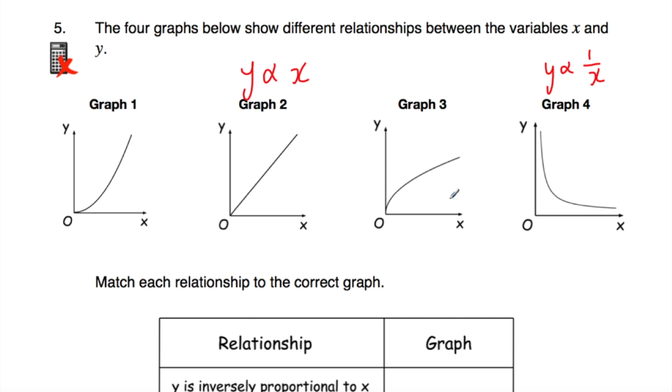And this one here looks like y is directly proportional to the square root of x, because it looks a bit like the square root graph. y equals the square root of x looks something like that. So it looks like y is going to be proportional to the square root of x. So let's have a look at our options.